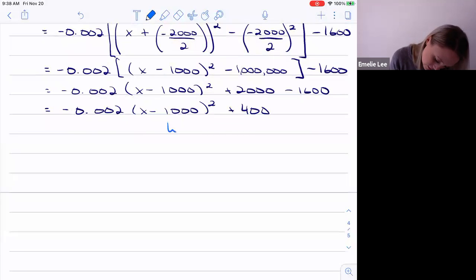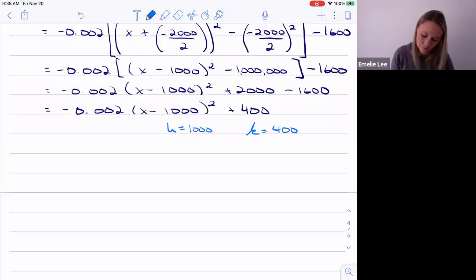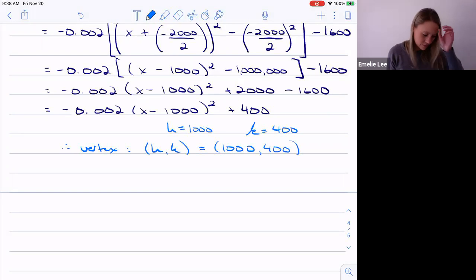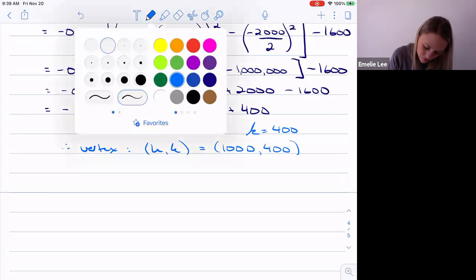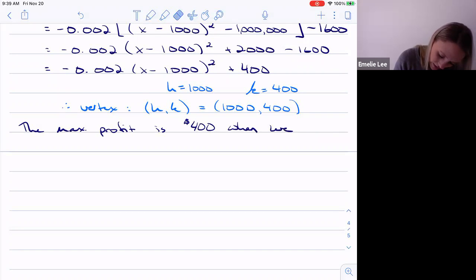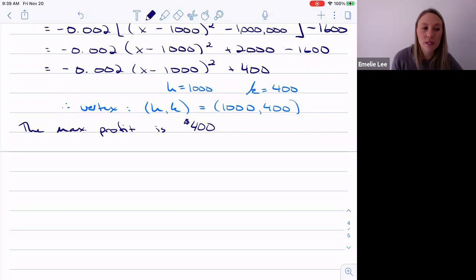Here h is going to be 1,000, because it's x minus h, so h is the positive, and k is going to be 400 because it's plus 400. So therefore the vertex is at (h, k), which is (1,000, 400). X is the number of dog bones we decided, and Y is the profit. So the maximum profit is $400, which happens when we sell 1,000 dog bones.